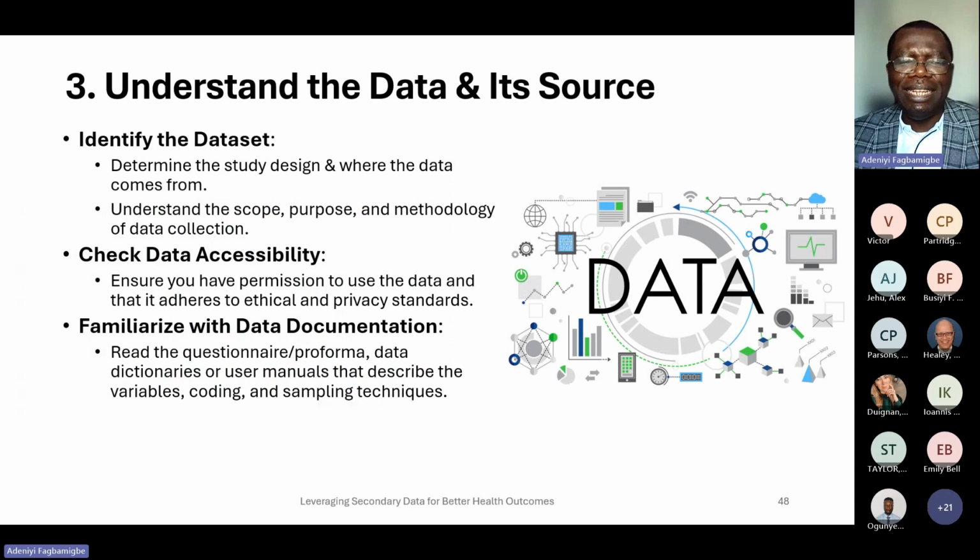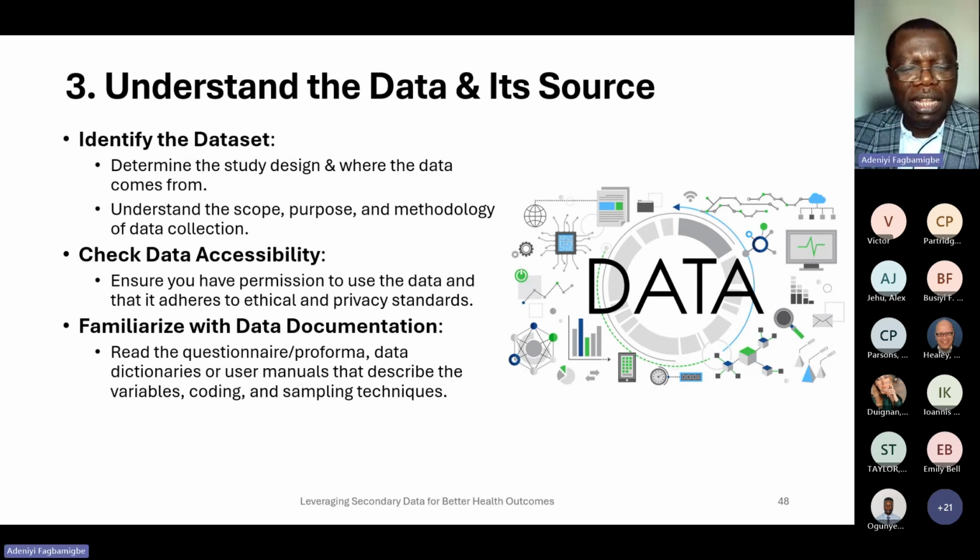The next thing is to identify the data sources that may help you to answer your research questions. You need to do that by identifying them thoroughly. And in that case, what do you need to do? You need to understand the study design and where the data comes from, understand the scope, the context, the purpose, as well as the methodology of the data collection for the dataset you are using, and check for data accessibility. Can you really access it? Would they give me this data?